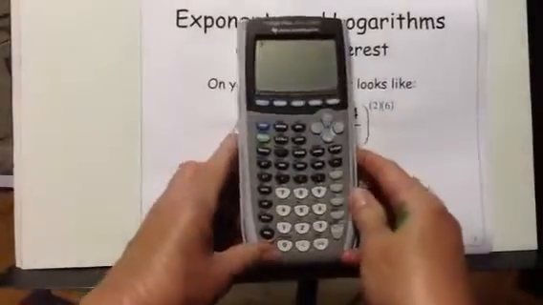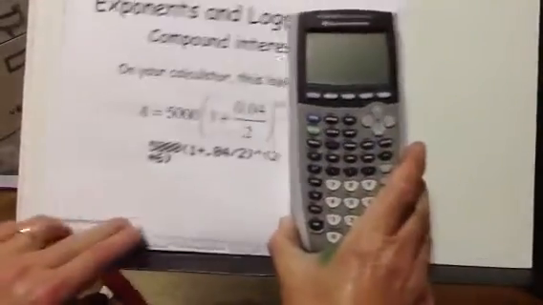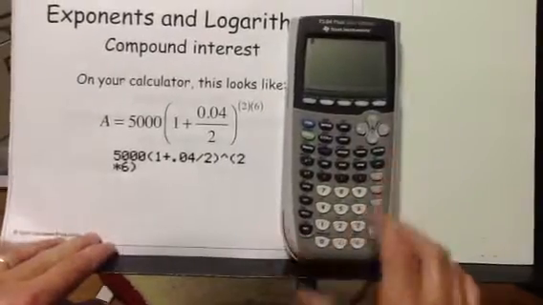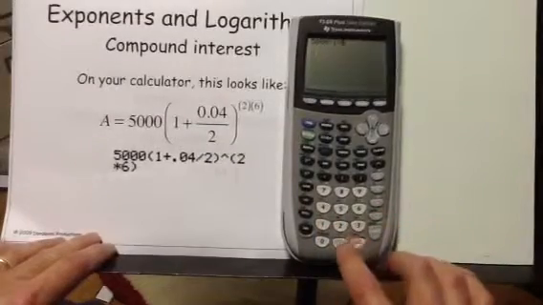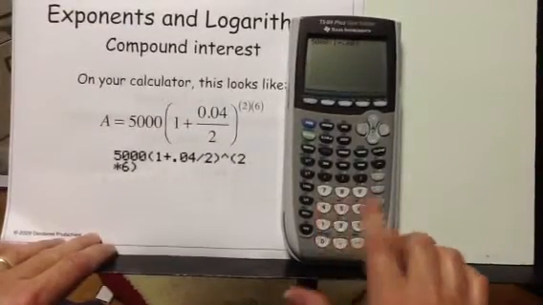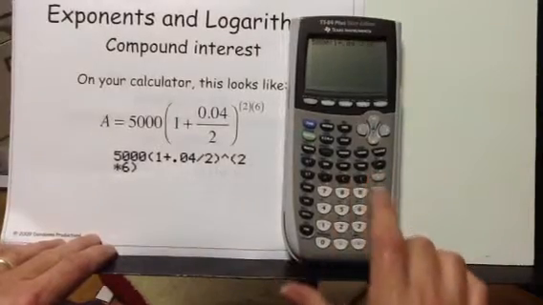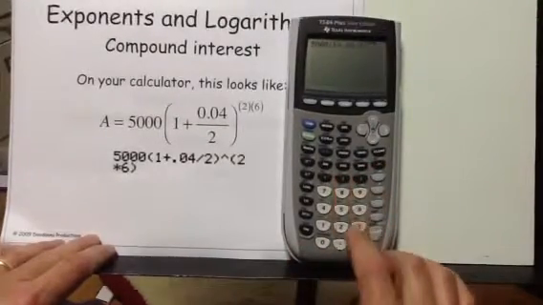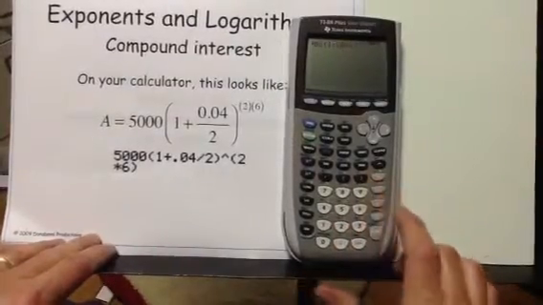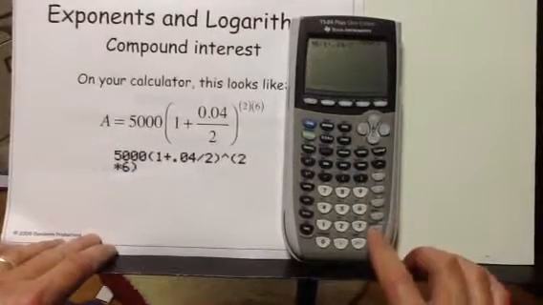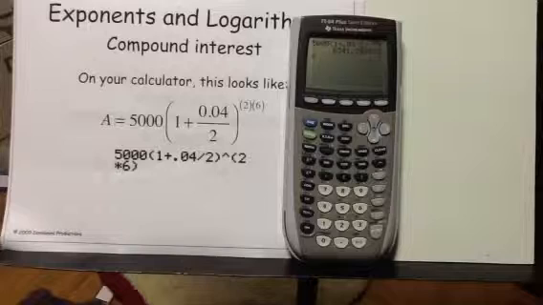So here's my calculator. And I have $5,000, 1 plus 0.04 divided by 2, raised to 2 times 6. And that means that after 6 years, my account earning 4% interest will now have $6,341.21.